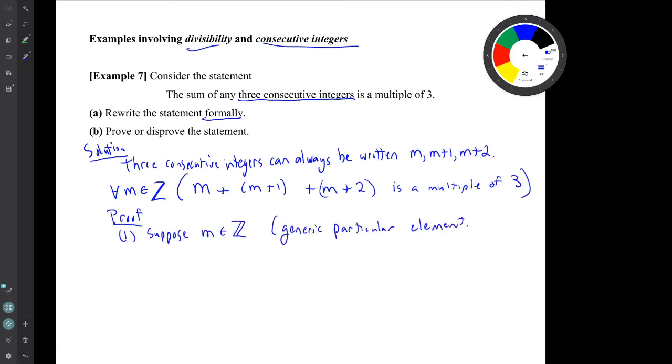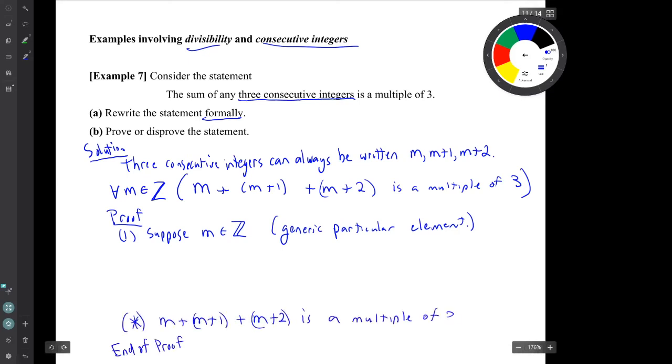So we have no choice about how that proof has to begin. And we have no choice about how the proof has to end. The proof has to end with the statement that is in the predicate. So that frame is the frame we get with the method of proof called generalizing from the generic particular element.